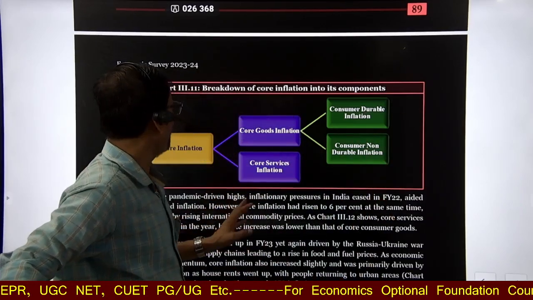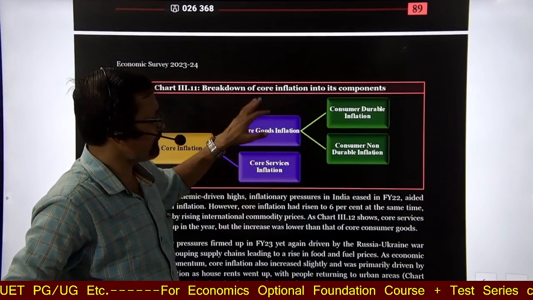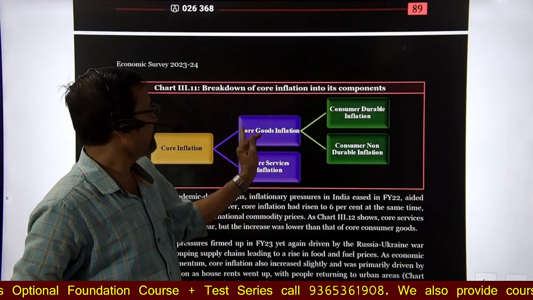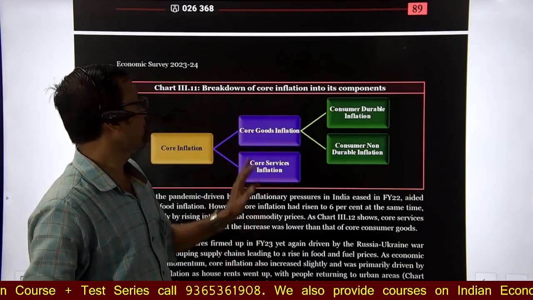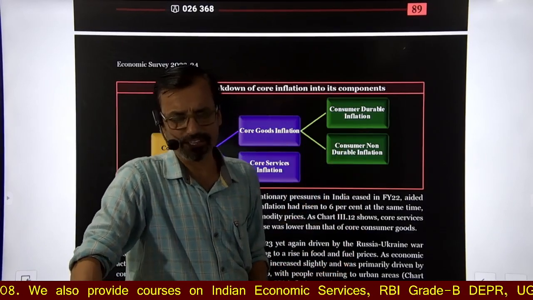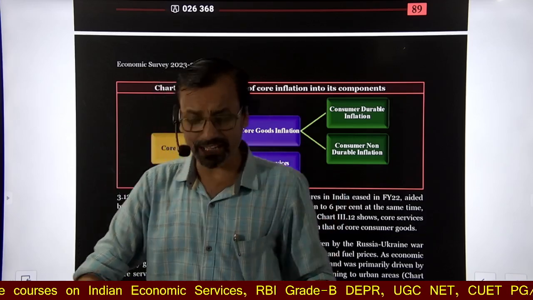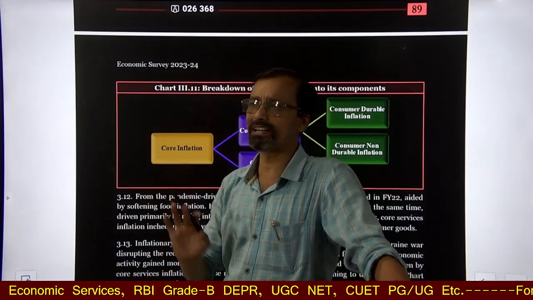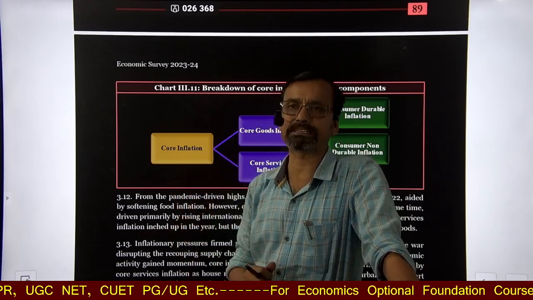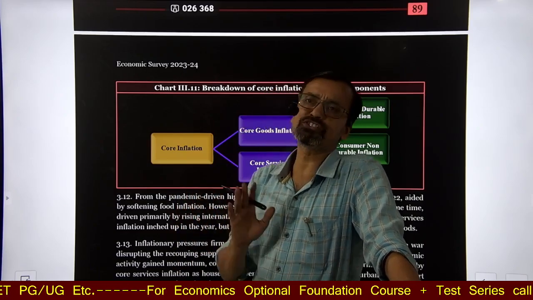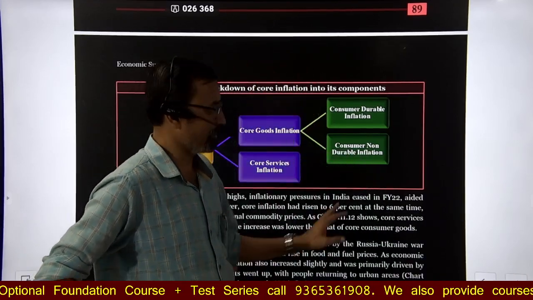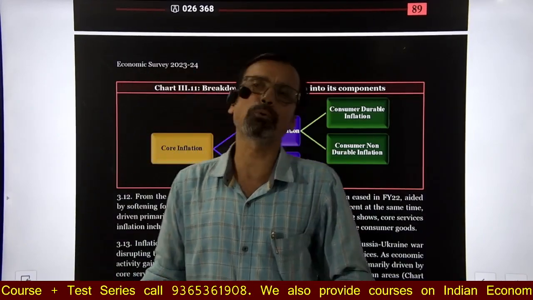So here, core inflation is classified into two types: core goods inflation and core services inflation. Again, core goods inflation is split into two parts: consumer durable inflation and consumer non-durable inflation. So the trend in core inflation is important. Why is core inflation important? It is important in determining the contour of monetary policy. Simple thing. So in order to set monetary policy, core inflation is to be studied by the policy maker.